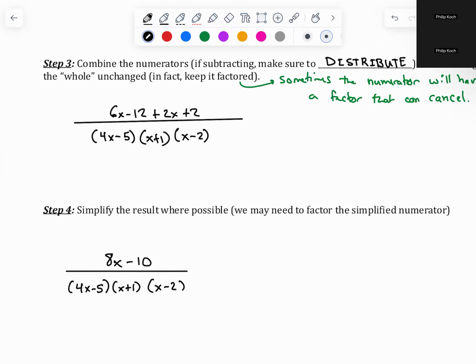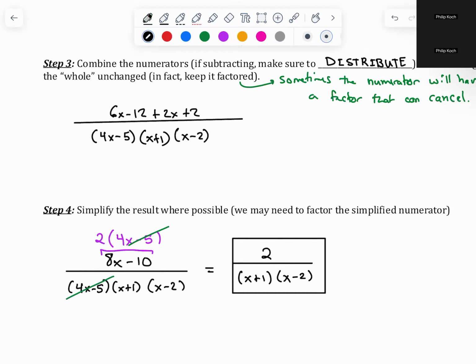Now, if you write this on Alex, it'll probably give you a yellow instead of a red and say you could simplify this further. And it'll make us annoyed with it because there is a common factor of 2. And if we factor out that 2, you might notice something. We get 4x minus 5. And aha, we can cancel that factor out. So it can be simplified further to a final answer of 2 divided by x plus 1 times x minus 2, which we could FOIL out, but why bother? This is actually more enlightening for us in the long run.